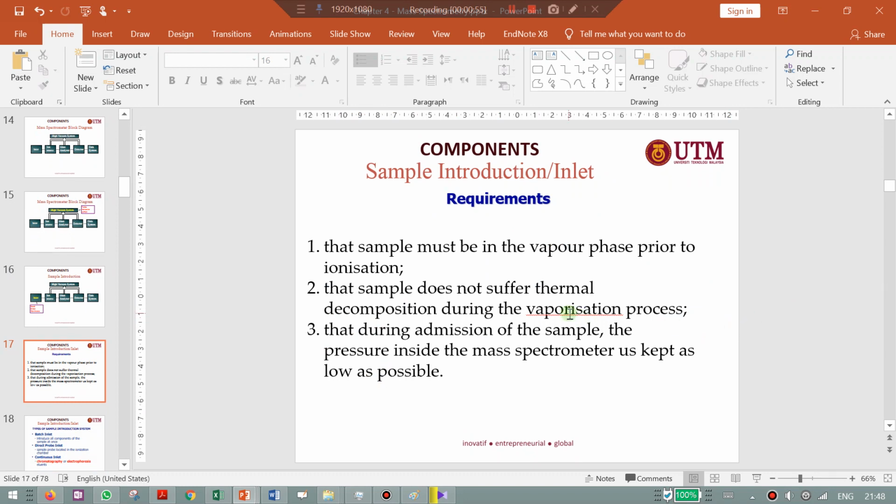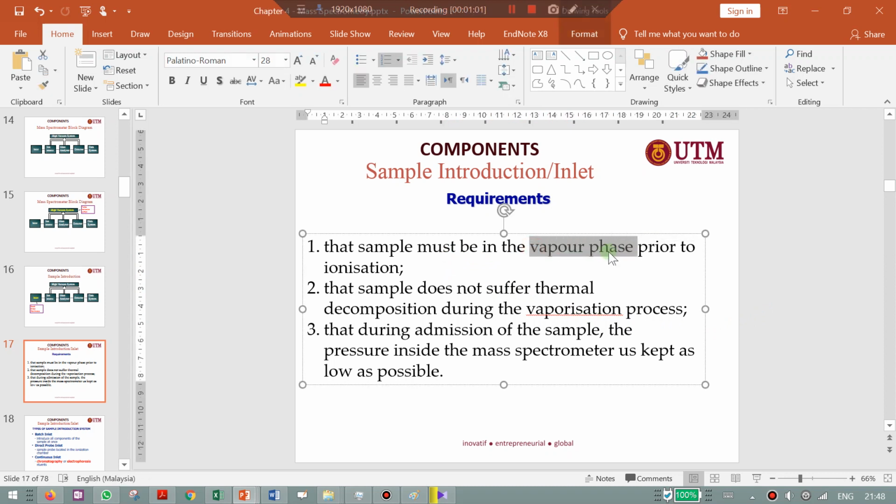Alright, the requirements for the sample introduction: the sample must be in the vapor phase prior to ionization. The sample must not suffer thermal decomposition during the vaporization process. The pressure inside the mass spectrometer is kept as low as possible, so the condition is vacuum. We already discussed why we require high vacuum, so I don't want to repeat that.